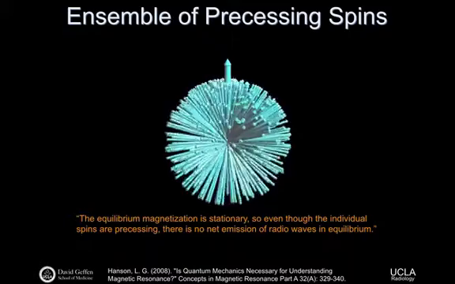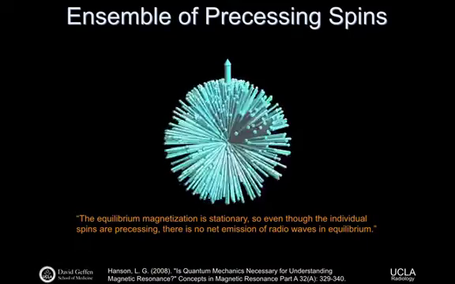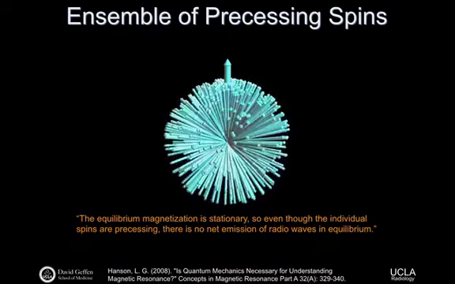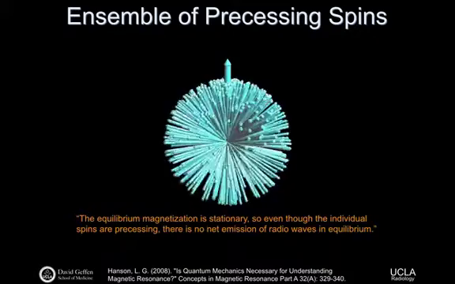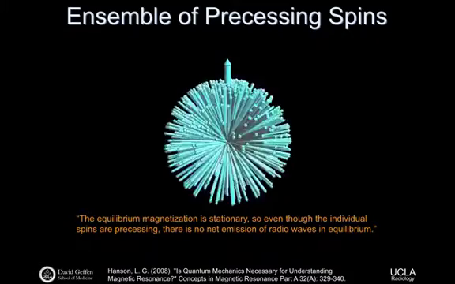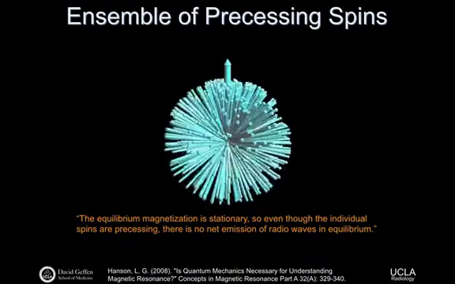brings us into this idea of resonance. We've talked about generating a B1 field, and I've said we need that B1 field to generate some transverse magnetization. Let's talk a little bit about what's happening such that we engage this so-called resonance phenomena. This is, I think, a good movie that's borrowed from this Hansen paper from several years ago. In that paper, he says that the equilibrium magnetization is stationary. So even though the individual spins are precessing, there's no net emission of radio waves in equilibrium.